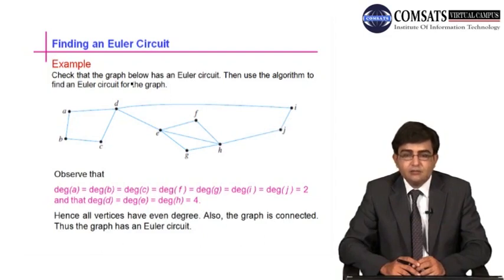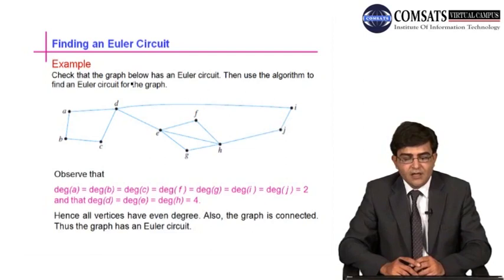The degree of A is 2, degree of B is 2, degree of C is 2, degree of D is 4, degree of I and J is 2, degree of F and G is 2, degree of E and H is 4. So therefore every vertex of this graph has an even positive degree. So this graph satisfies the second condition also, which is given in the previous theorem which we have discussed.